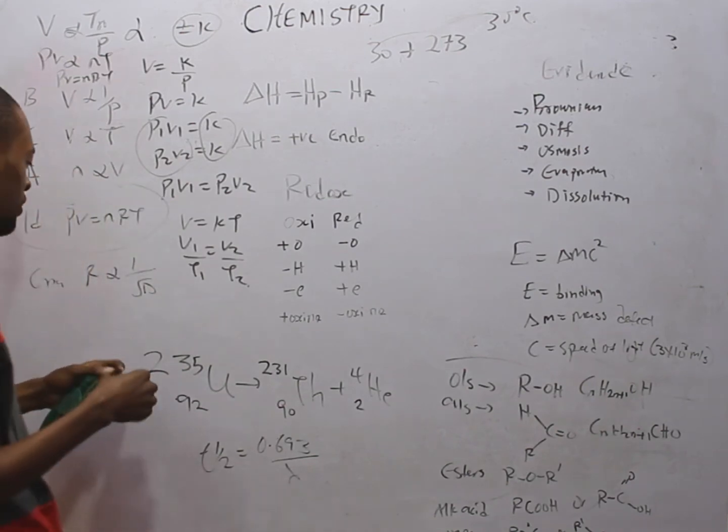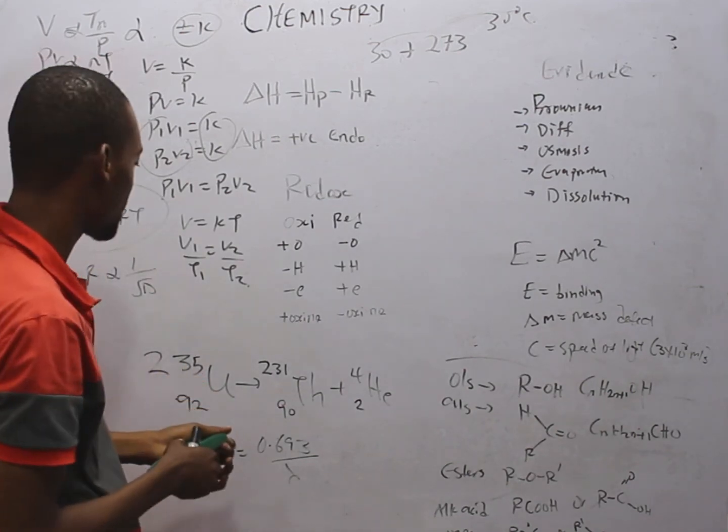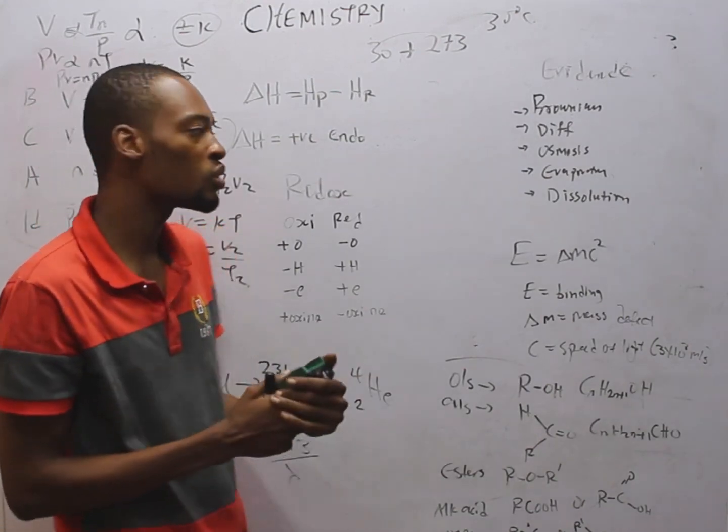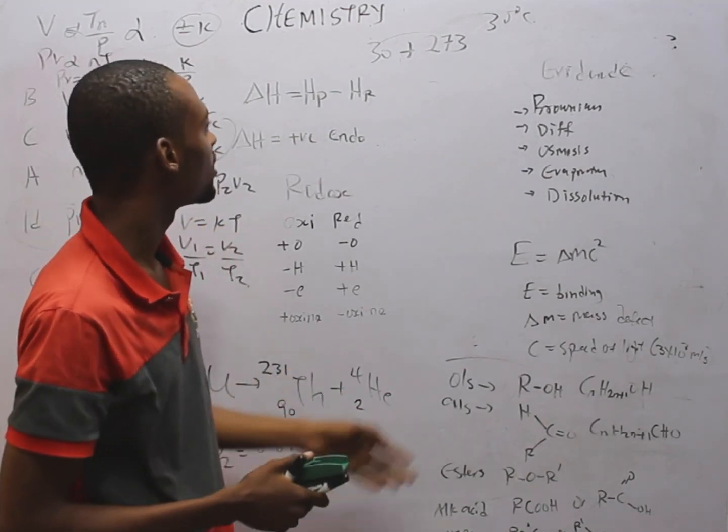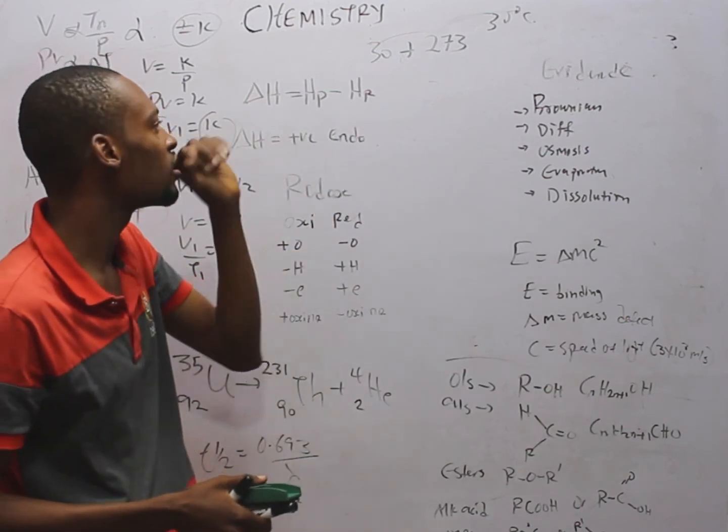Graham's law of diffusion states that the rate of diffusion of a gas is inversely proportional to the square root of its density.